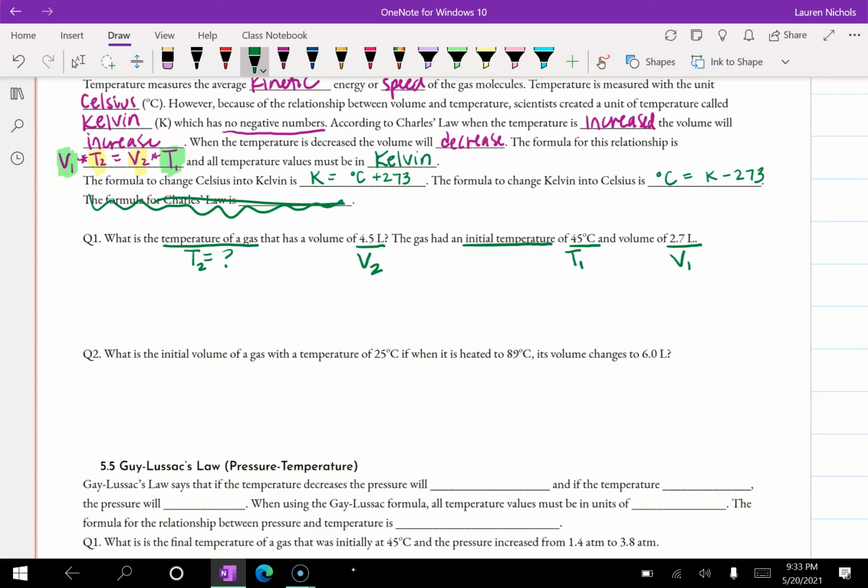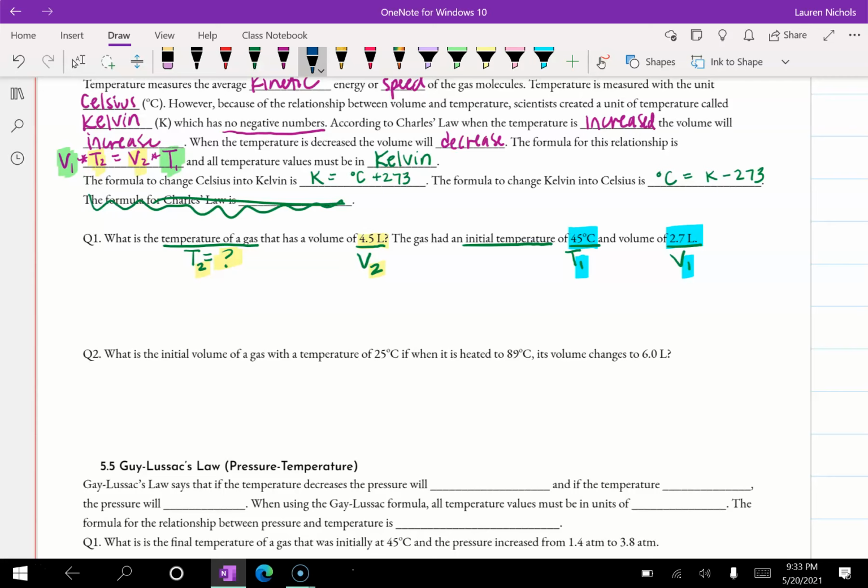Now, it doesn't really matter if I make the 4.5 and my unknown the 2's, and the 45 and the 2.7 my 1's. As long as this number and that number are both 1's or 2's, and this number and our unknown have the same, then your formula will work out even if you swap and say that 4.5 is V1 and 2.7 is V2, as long as the temperatures are also swapped, so you know which numbers go together.